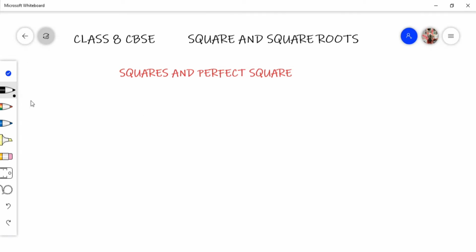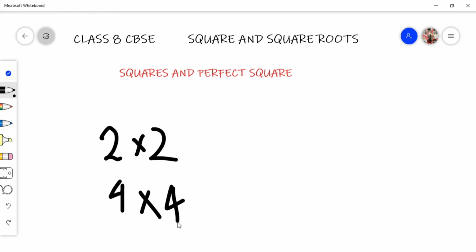So can you guess a little bit? Let me tell you. For example, 2 into 2, 4 into 4. When you multiply a number with the number itself, the product you get is called the square of that number. For example, 2 into 2 is equal to 4, and 4 into 4 is equal to 16. So like this, 4 is the square of 2 and 16 is the square of 4.